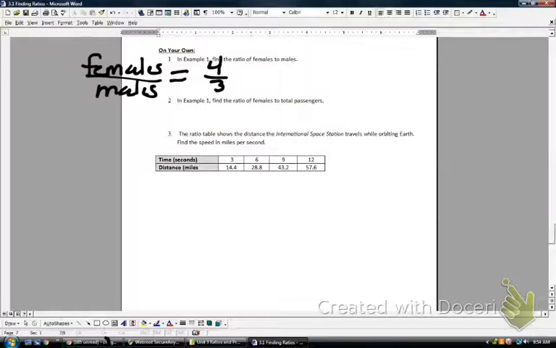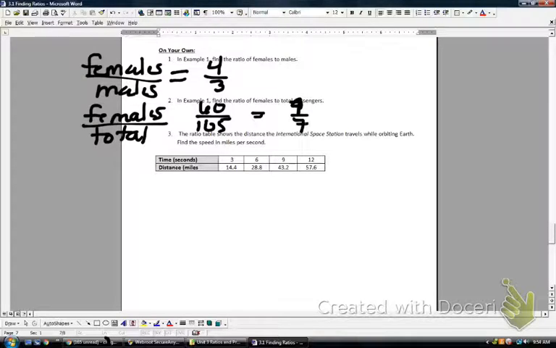Then in my next example, it says find the ratio of females to total. So I had 60 females, and then my total passengers would be 105. And that simplifies to 4 to 7. So I have 4 females to 7 total passengers.